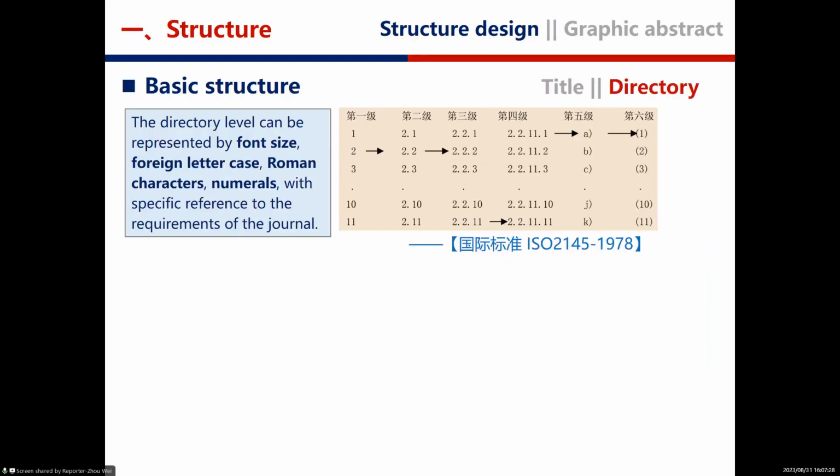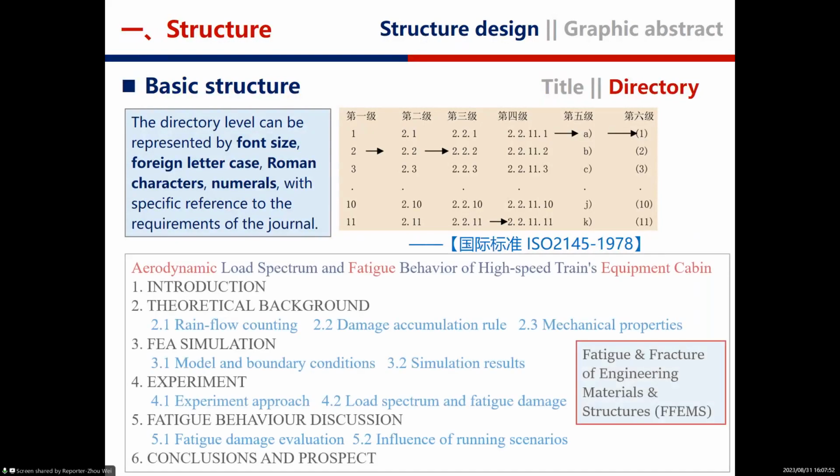So here we come to the directory. For the directory, different grades of directory can be represented by font size, or by letter case, Roman characters, and numerals. No matter what kind of directory you use, you must follow the specific requirements of the submitted journal. Here I present a paper published in Fatigue and Fracture of Engineering Materials and Structures about experimental fatigue evaluation of high-speed train equipment cabin.